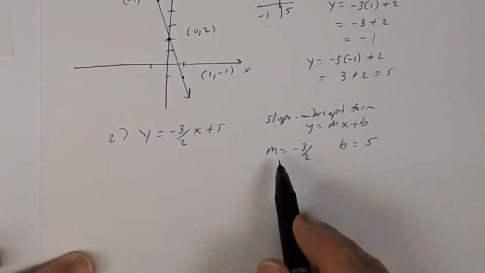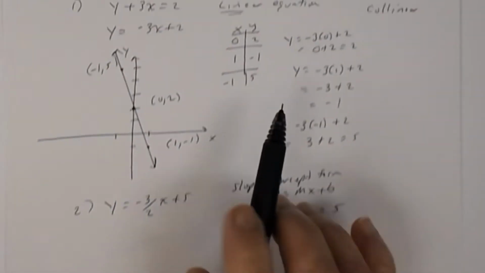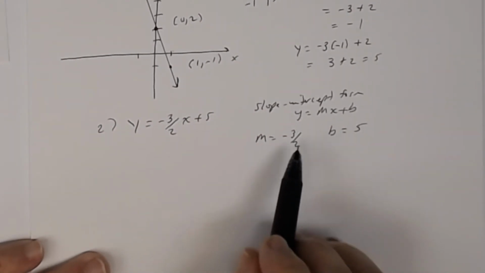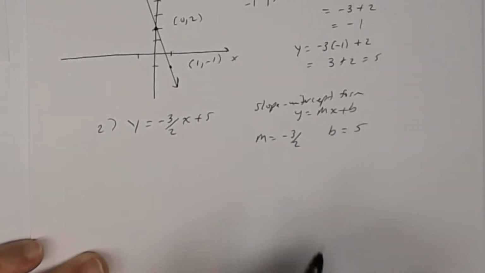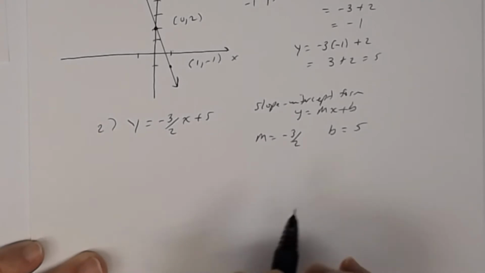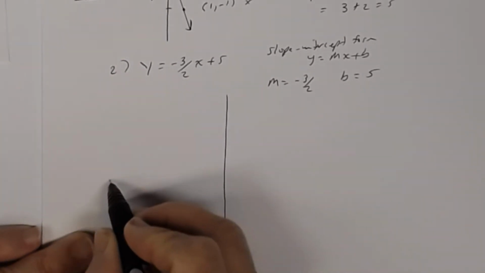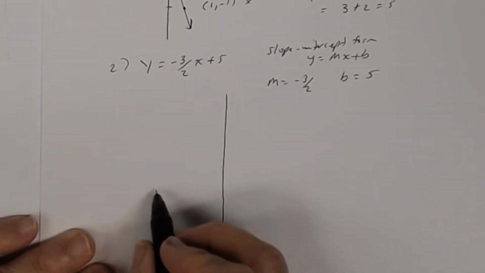Now, the direction said use this information to graph. Do not use a t-table. So I did not want to see a t-table. I wanted to see this information being used. And here's how I can tell that that's being used. Okay, so look at how I can tell if you're using this information.